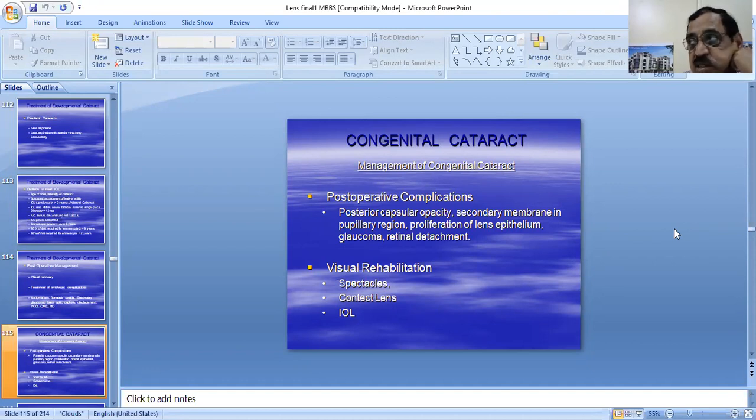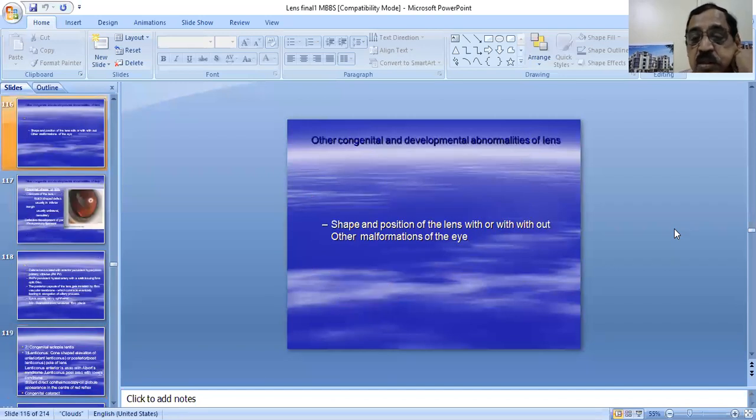Visual rehabilitation previously used to be with spectacles and contact lenses when we did not put in an IOL. Nowadays we have good types of IOLs, and we can put in an IOL even in a newborn. Suppose there is a bilateral thick lenticular opacity, in such cases we operate the first eye as early as possible, and the second eye within 2 to 3 days after the first eye.